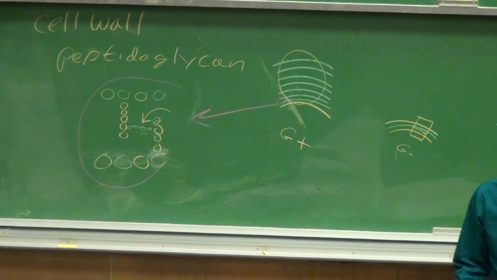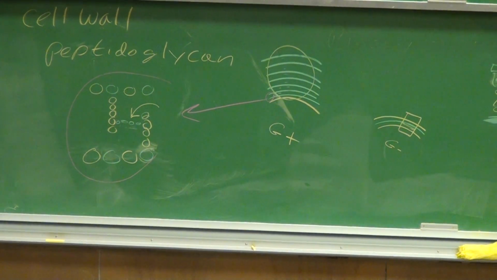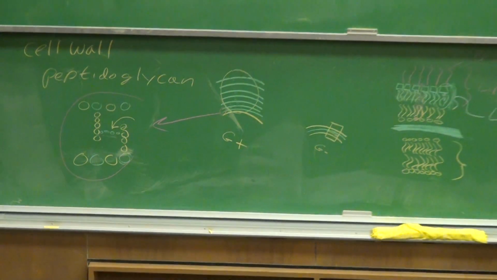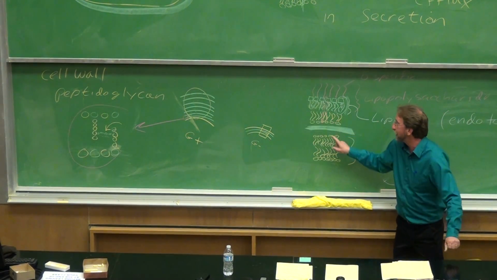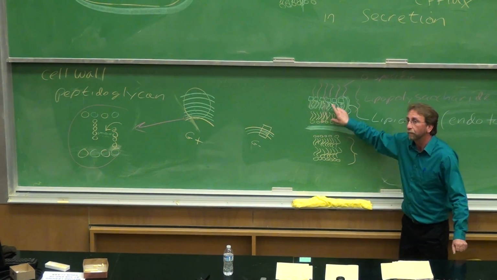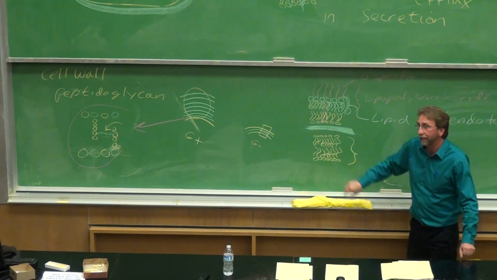So you're saying the cell wall also can have channels, protein channels? Yes, it can have proteins embedded into the membrane. Not the peptidoglycan layer, but the outer membrane can have proteins embedded in it as well.